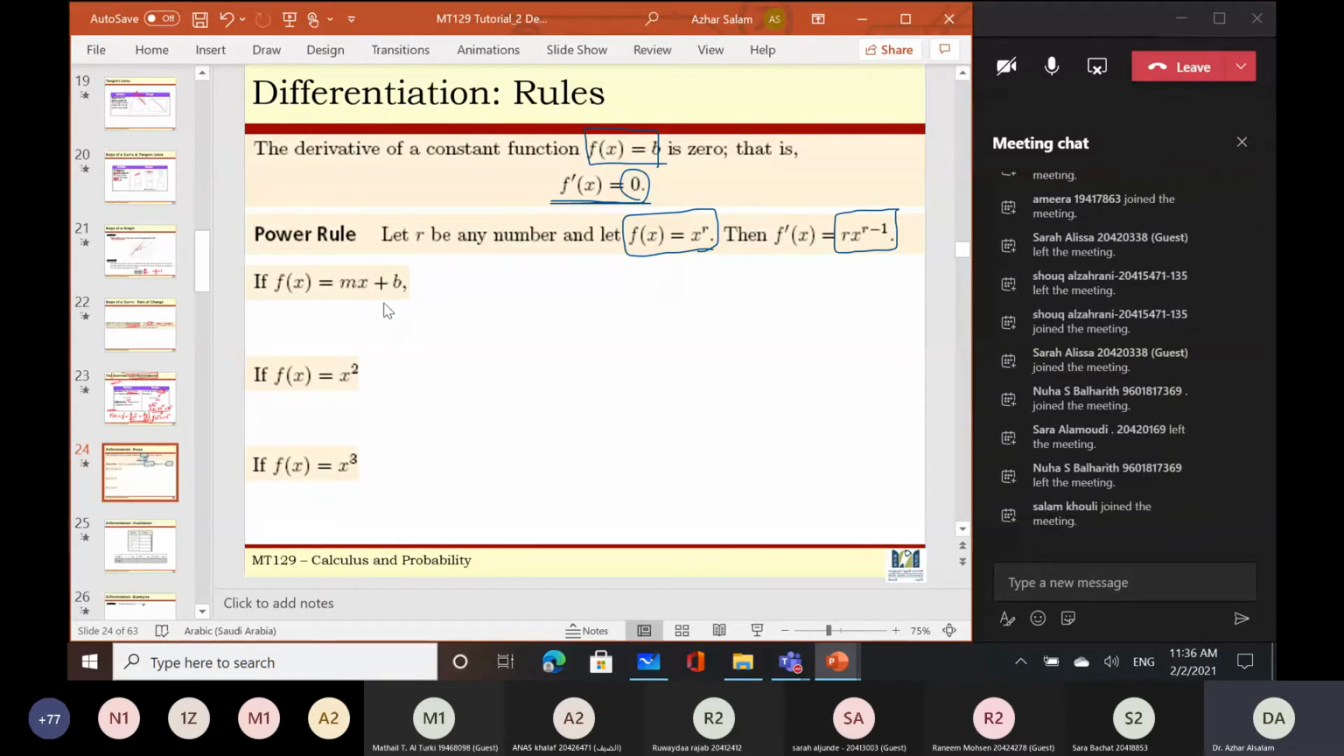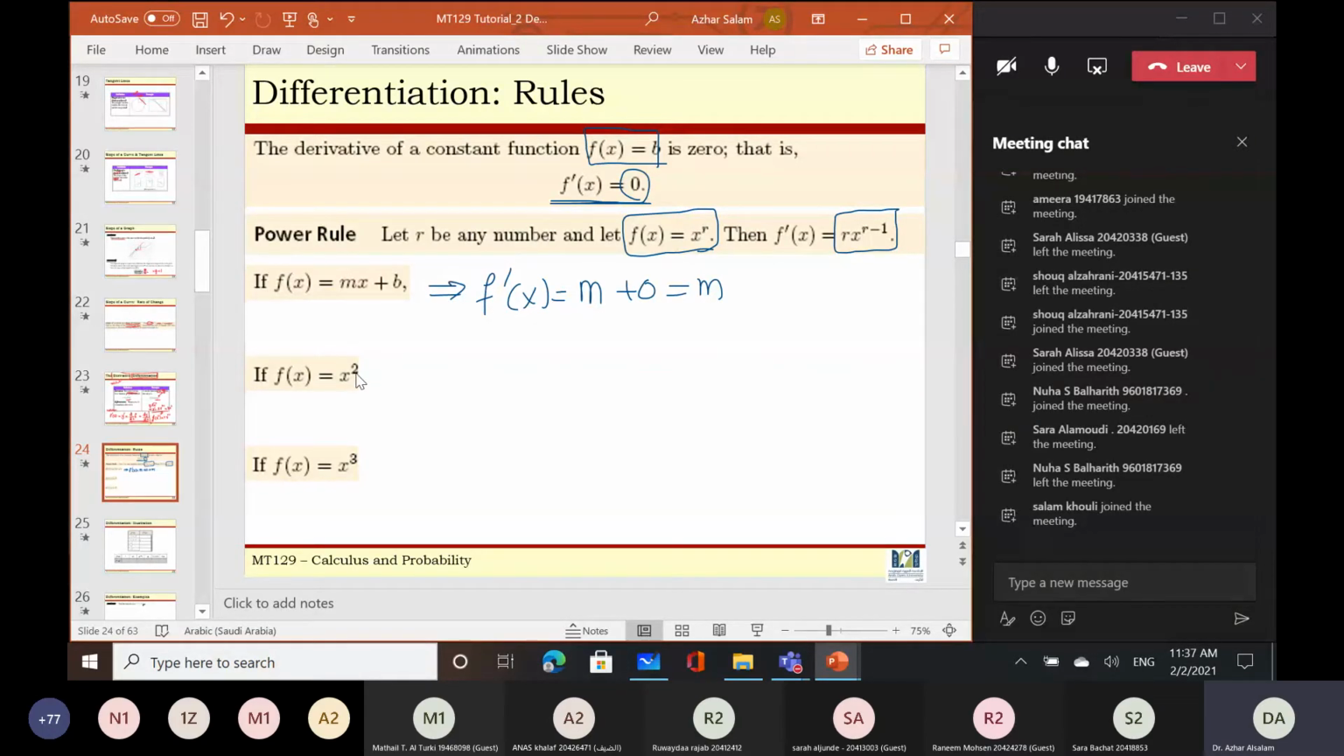If I have a line like we discussed previously, mx plus b, then the derivative f dash of x equals, here x to the power 1. So when I subtract 1, it will be 0. x to the power 0 will be 1. So it will be only m. Then the derivative of b will be 0. m plus 0 equals m. I put here 0, it's the derivative of b. The derivative of mx is m. Any constant multiplied by a variable, the derivative is a constant.